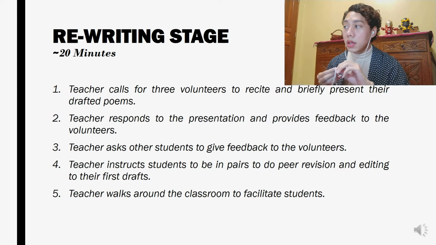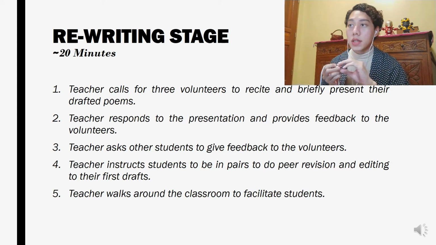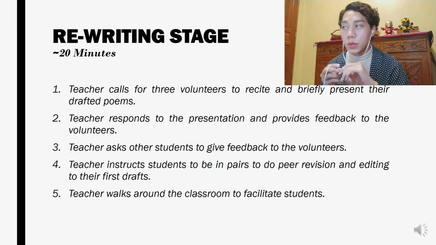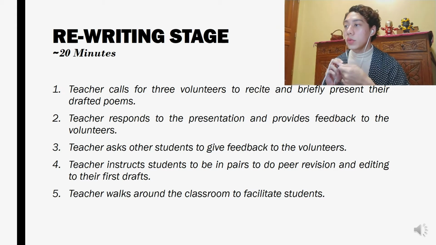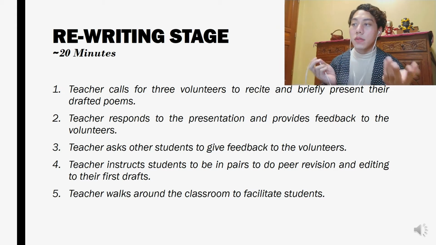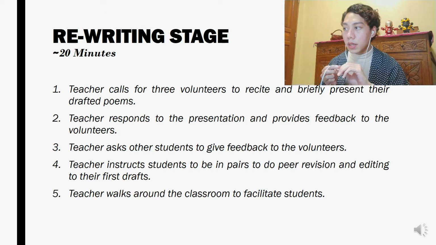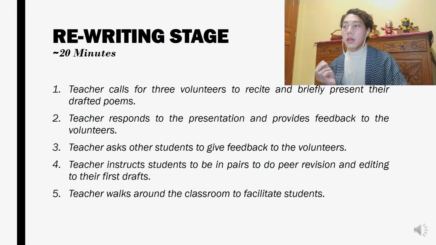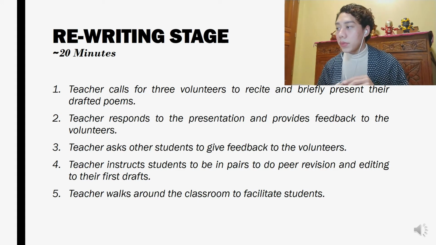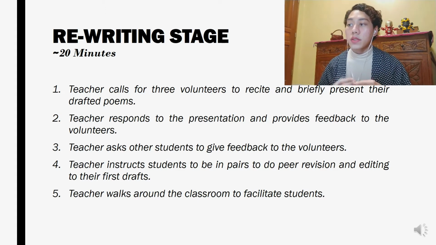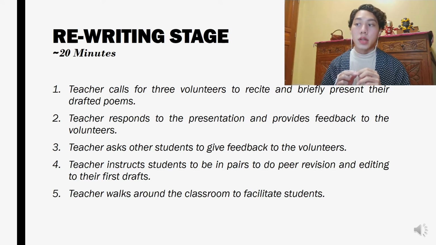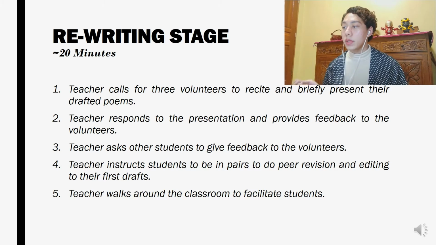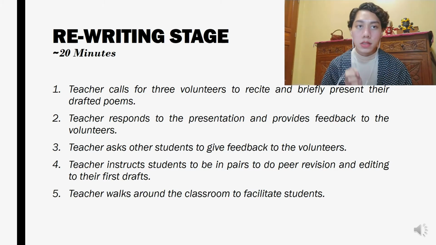So now we are going to the rewriting stage, which is going to be running for 20 minutes. The teacher will call for 3 volunteers to recite and briefly present their drafted poems. Then the teacher will respond to the presentation and provide feedback to the volunteers. The teacher will also ask the other students to give their feedback to the volunteers. And then the teacher will instruct students to be in pairs to do peer revision and editing of their first drafts. And of course, the teacher will walk around the classroom to facilitate students.